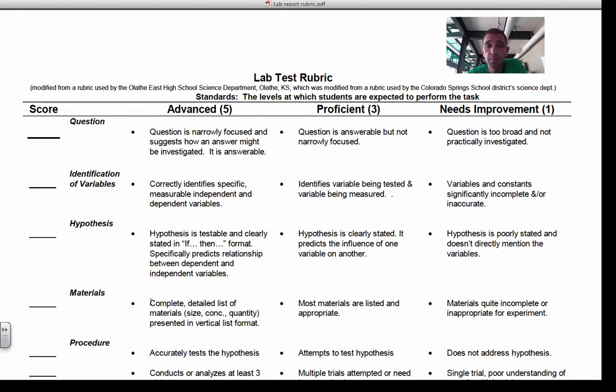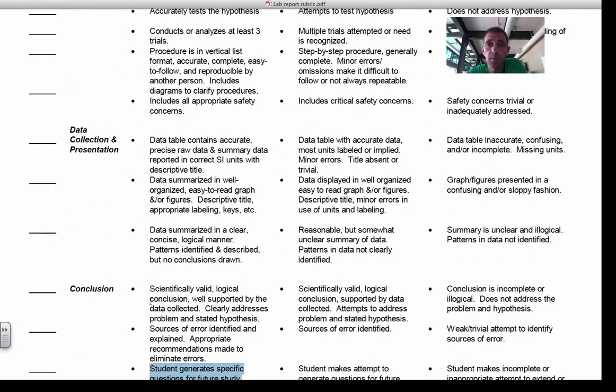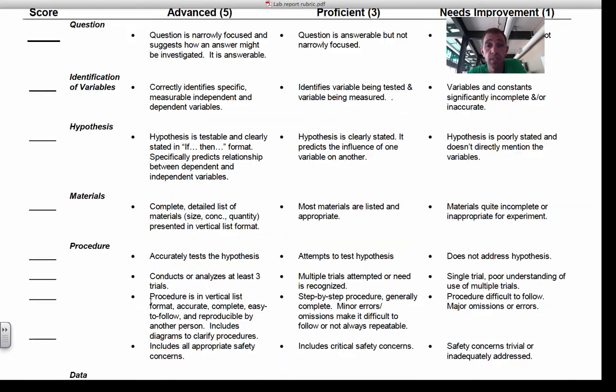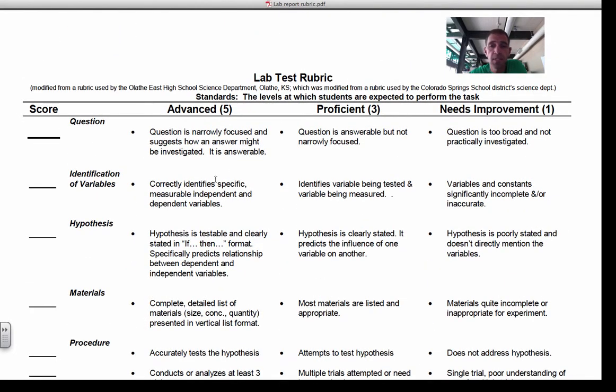If you end up going through and constructing your lab report and you're not sure, you have questions, or you need help with anything else, shoot me an email. Let me see what you've done and I can help you with that.